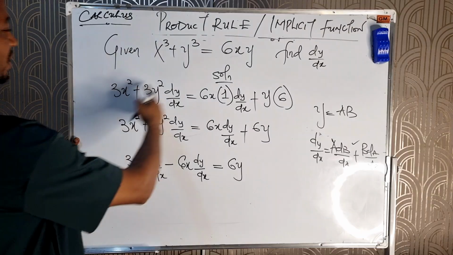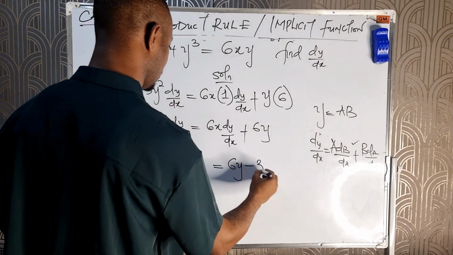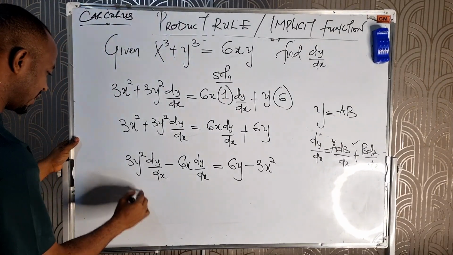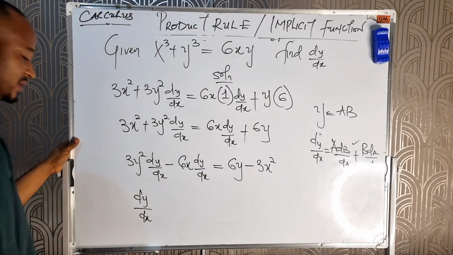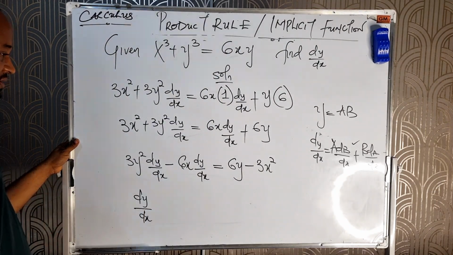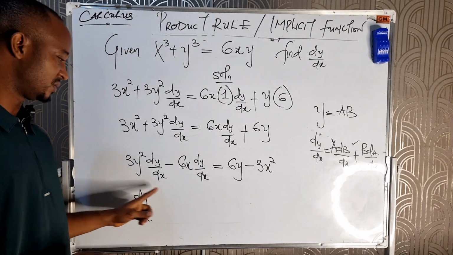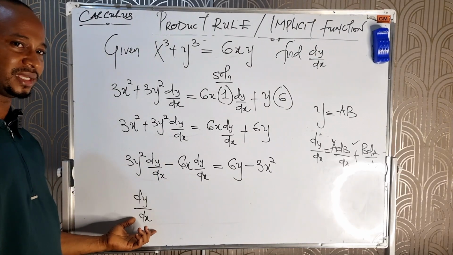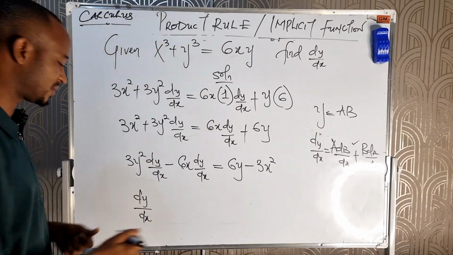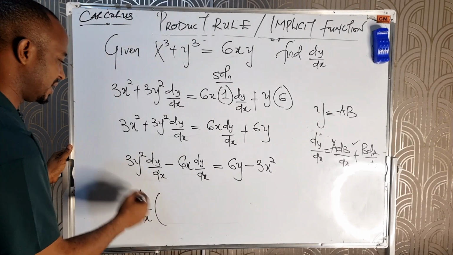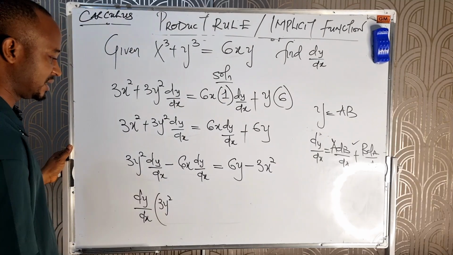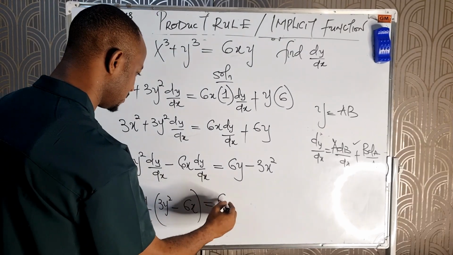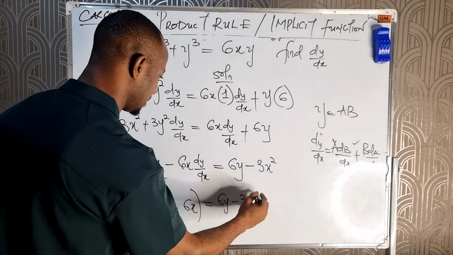We'll move 3x² to the other side. It becomes minus 3x². Since we are looking for dy/dx, I'm going to take dy/dx as a common factor. Between these two, 3 is also common, but our goal is to solve for dy/dx, so I'll factor out dy/dx. What will remain here is 3y² minus 6x, all equals 6y minus 3x².